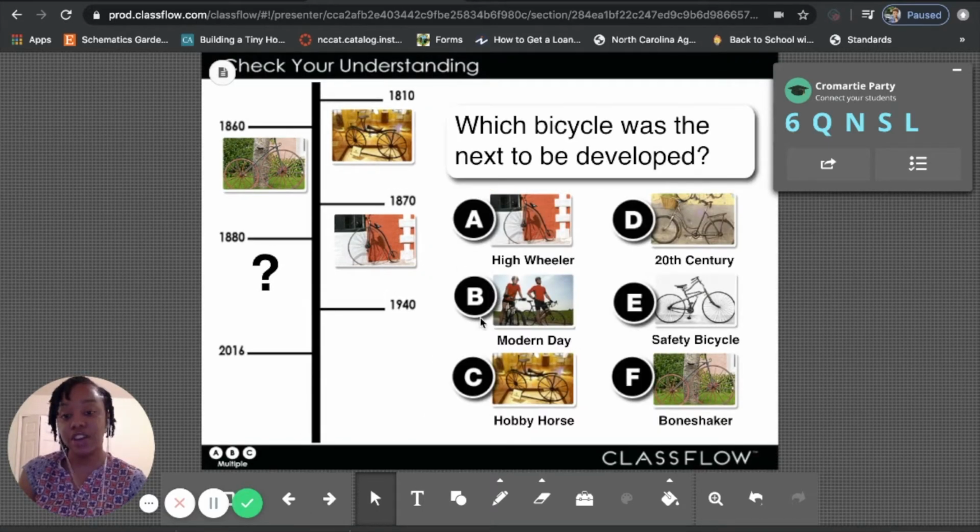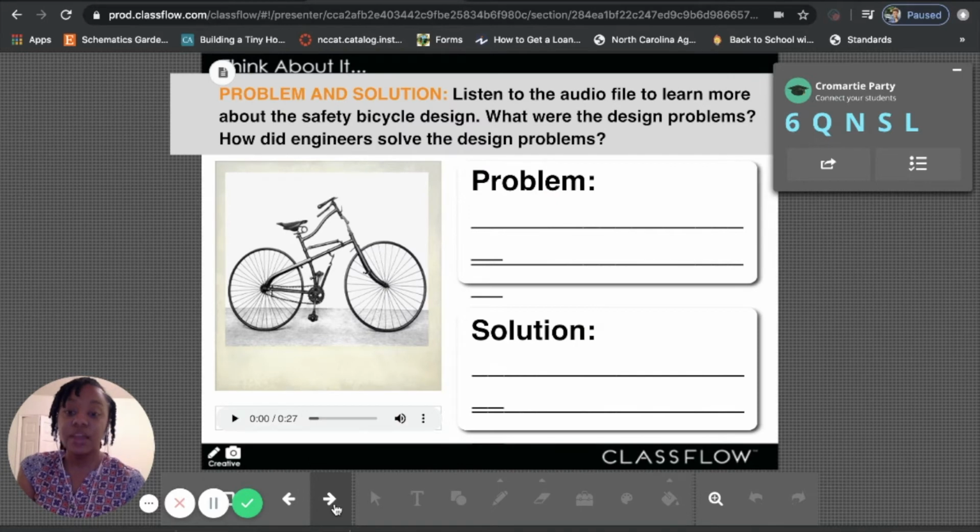Next, we're going to check for understanding. Which bicycle was the next to be developed? Is it A, the high wheeler, B, the modern day, C, the hobby horse, D, the 20th century, E, the safety bicycle, or F, the bone shaker? Now, pause the video to listen to the audio file, and you all know what to do. After you've listened, write what you believe the design problems were and how the engineers solved them.